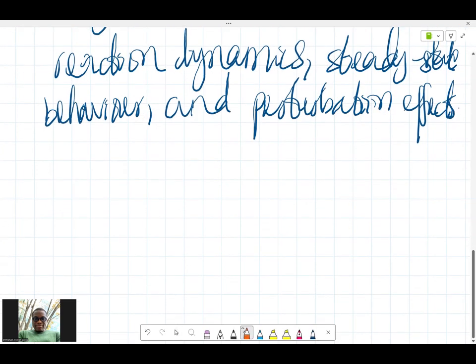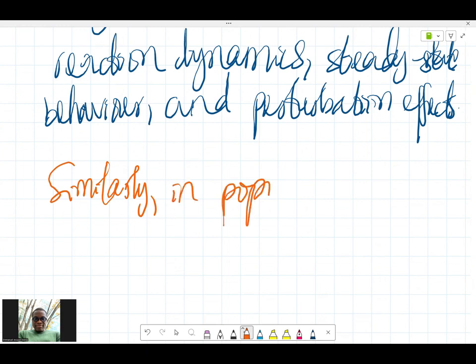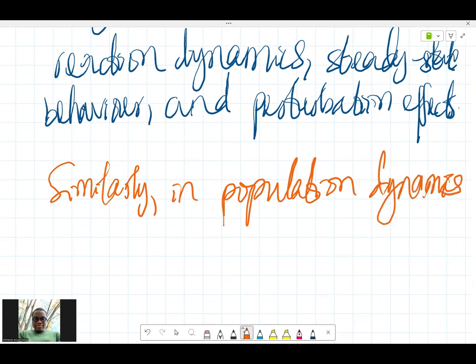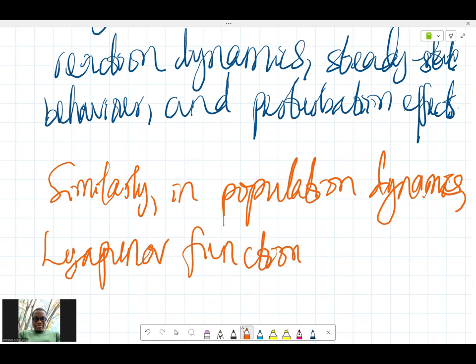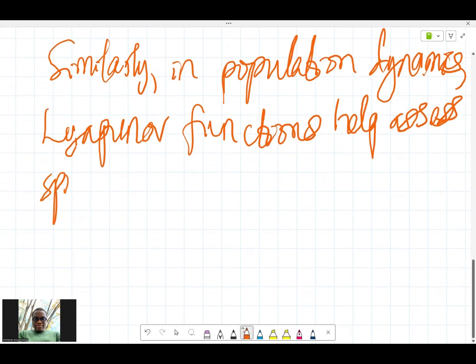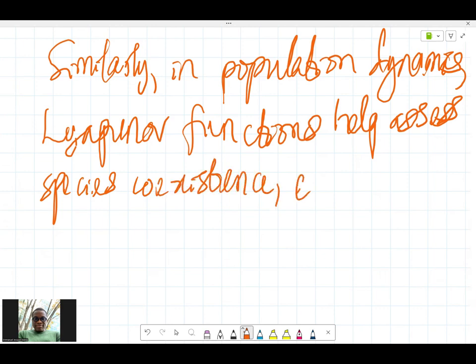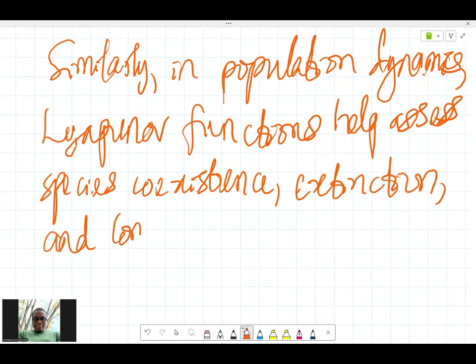Similarly, in population dynamics, Lyapunov functions help assess species coexistence, extinction, and long-term ecological balance.